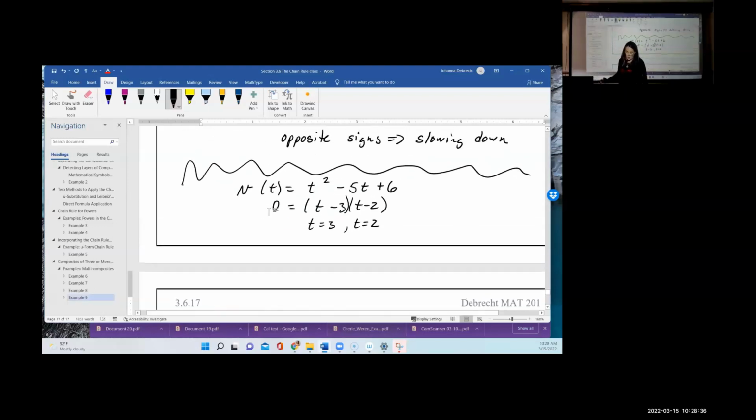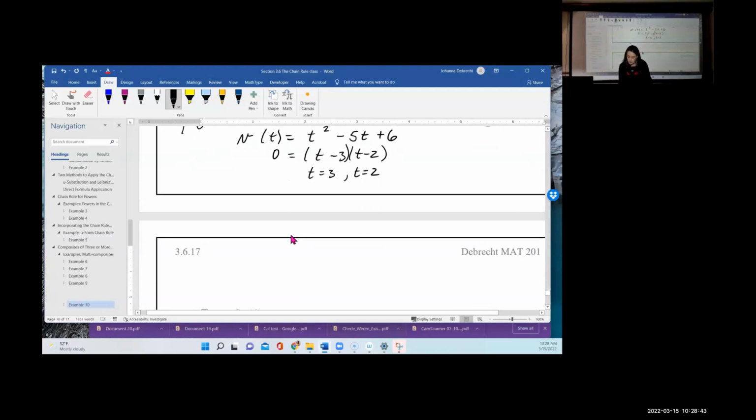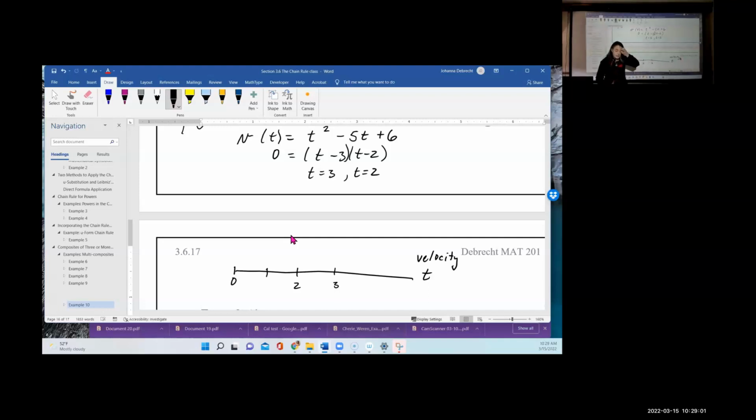So when we're looking at this, we know that the velocity would be stopped at t equal 2 and t equal 3. The question is, on either side of 2 and 3, what's the velocity doing? Remember, time starts at 0. So this is our time axis. And over here somewhere, I have a 2. And here I have a 3. So I'm going to put my velocity signs up here. All right. So let's take a test value on the left side of 2, like 1. And let's plug 1 into the velocity equation.